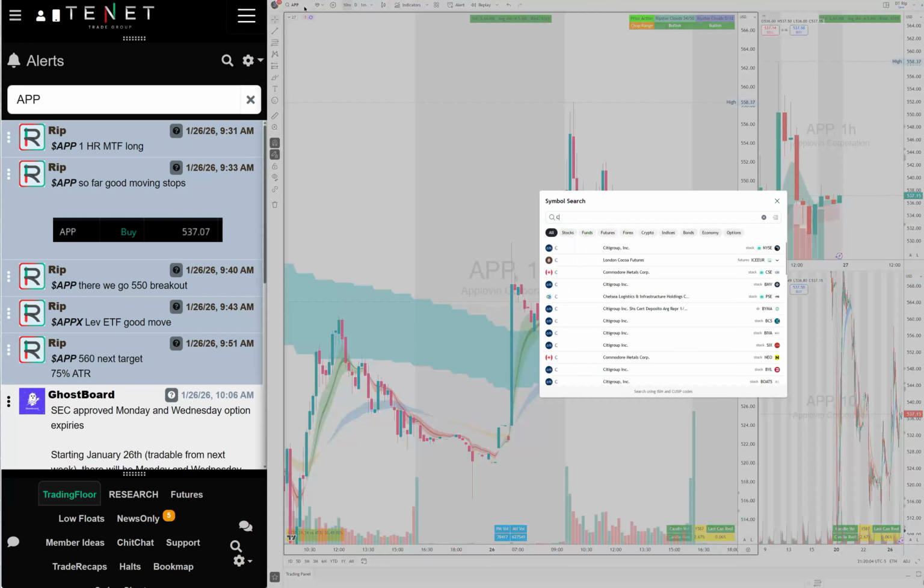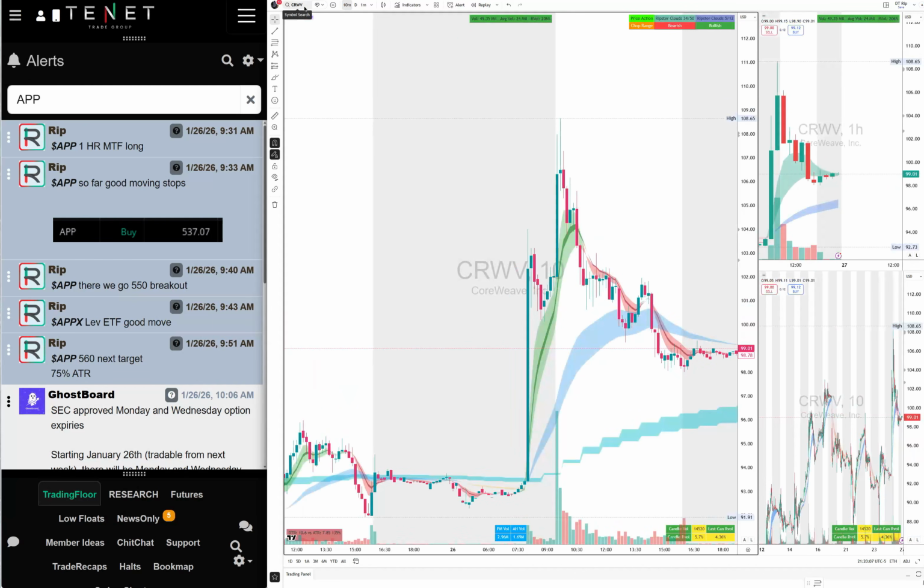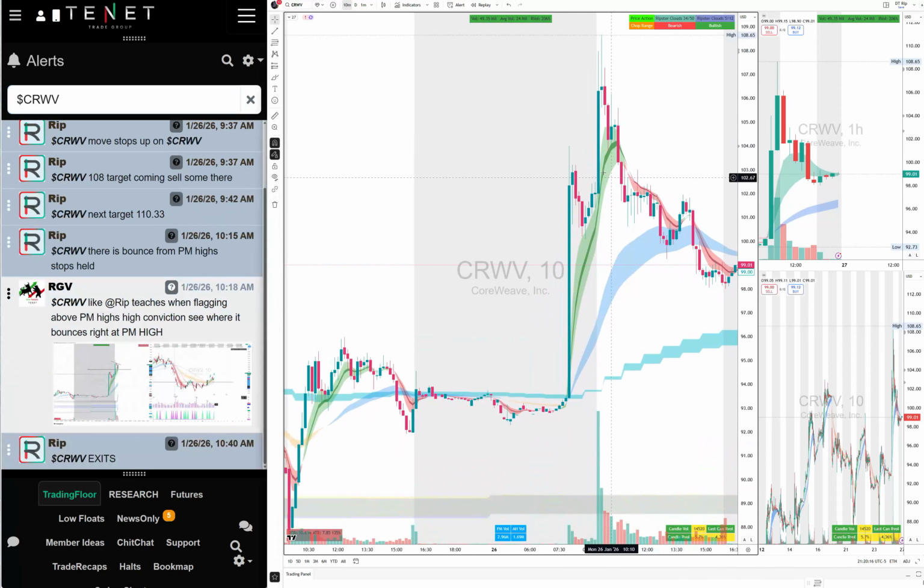Next, we're going to look at CRWV. Same thing on CRWV. It made a high at 10 a.m. It was a morning trade, but it did not push further after 10 a.m. So you have to be right in at the open.